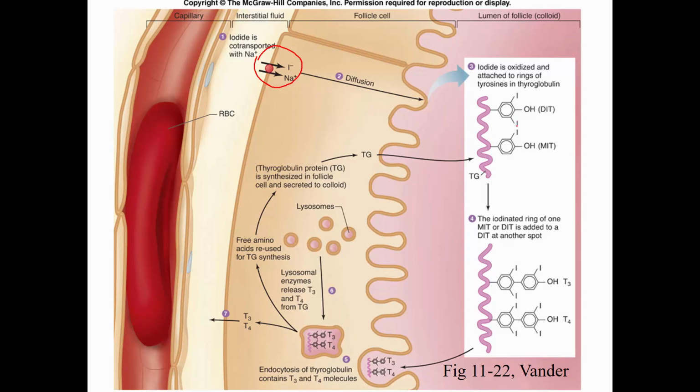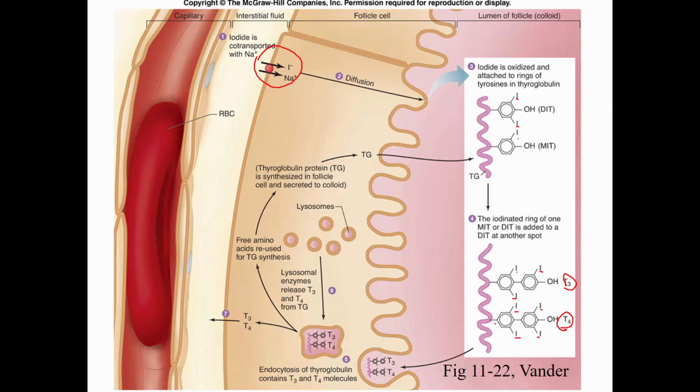So here we see two iodinated groups on a thyroxine, and here we just see one. You put both of those together, and if we have 3 iodides, then it's T3. And if we have 4 iodides, then it's T4. So then all of this colloid is stored out here, and this is the gigantic thyroglobulin, and so that's the synthesis process.